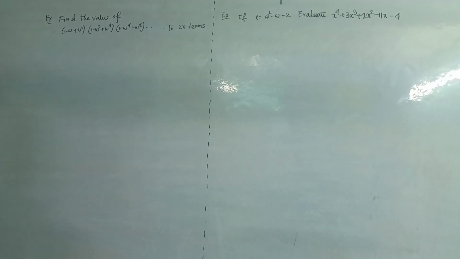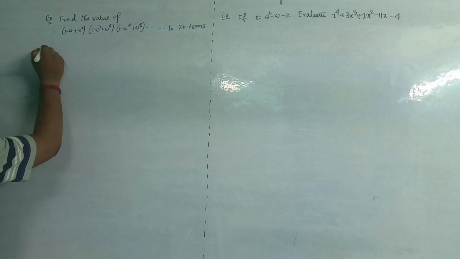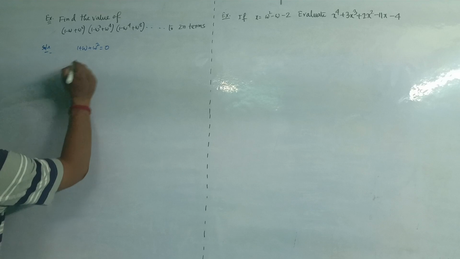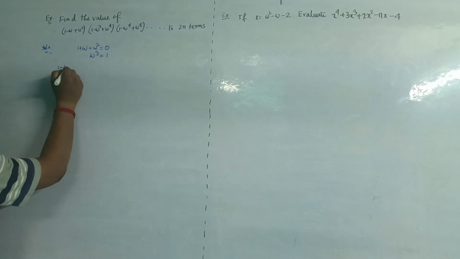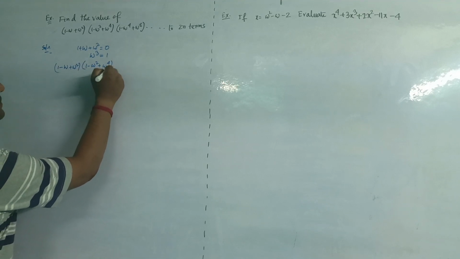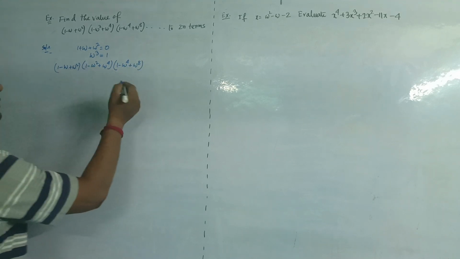So in this example, we need to find the value of (1 minus omega plus omega square), (1 minus omega square plus omega to the power 4), (1 minus omega to the power 4 plus omega to the power 8), and so on, like this to n number of terms. So we know the property 1 plus omega plus omega square is equal to 0 and omega cube is equal to 1. What will be the next term?